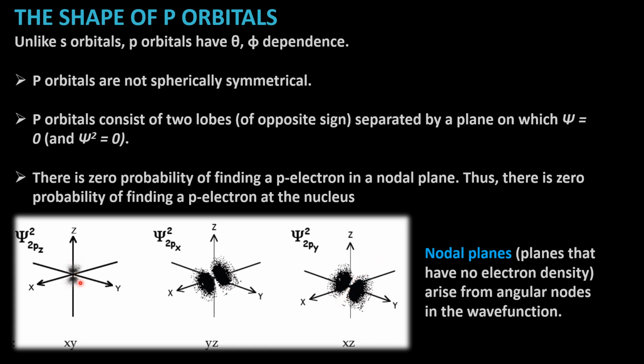For the pz orbital, you can see that the nodal plane has the xy orientation. For the px orbital it has the yz orientation, and for the py orbital it has the xz orientation. These nodal planes are also called angular nodes, in which the wave function or probability of finding the electron is zero. So we can define angular nodes as the values for which psi and psi square are 0, that is, the wave function amplitude is 0 at the angular node.